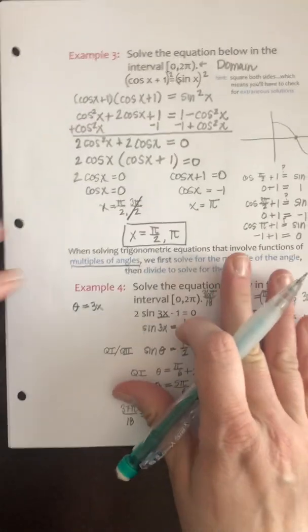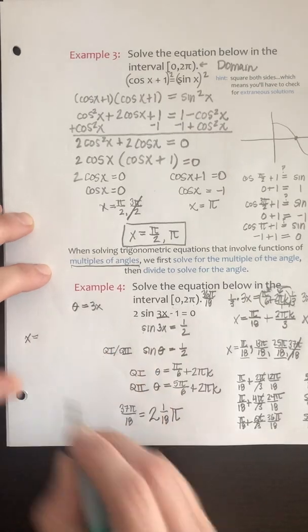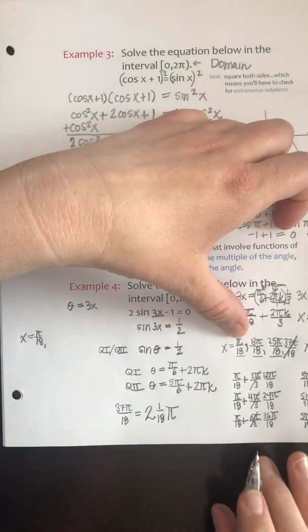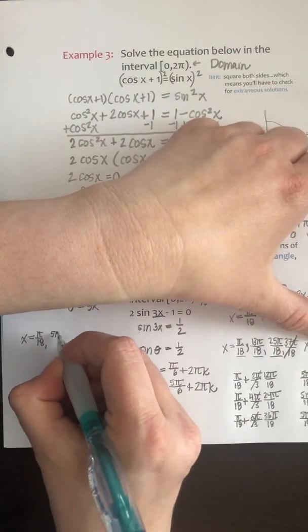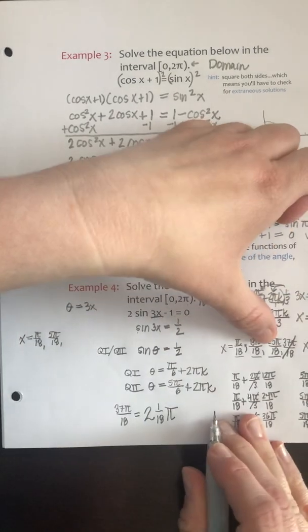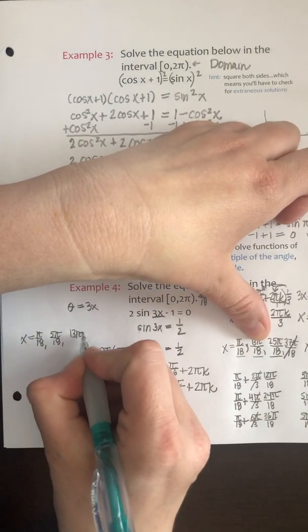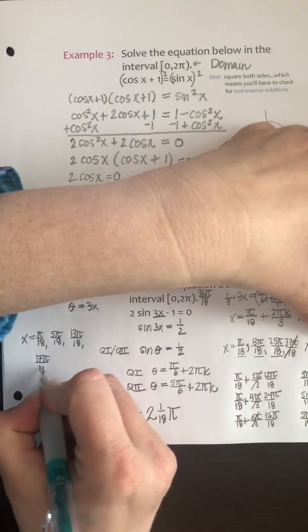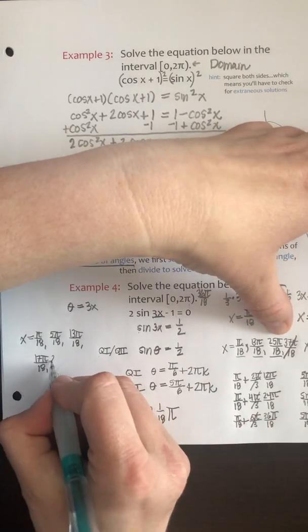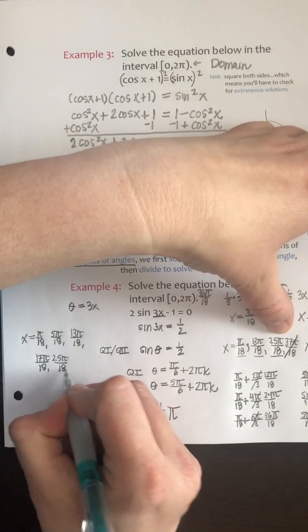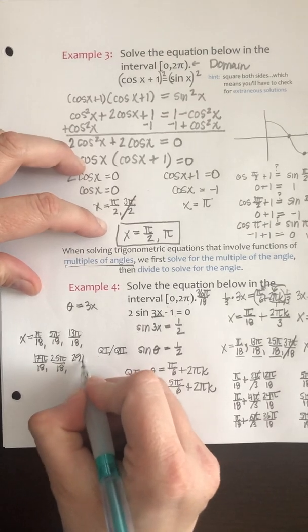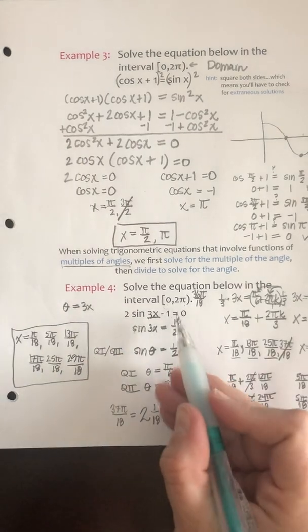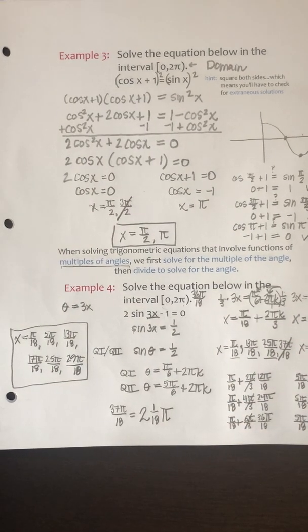So when I go to write my answer, I'm just going to write them in order from least to greatest. I have pi over 18, right? Then I have 5 pi over 18. Then I have 13 pi over 18. Then I have 17 pi over 18. Next is 25 pi over 18, and the last one is 29 pi over 18, and all of those fall within our domain of being between 0 and 2 pi.